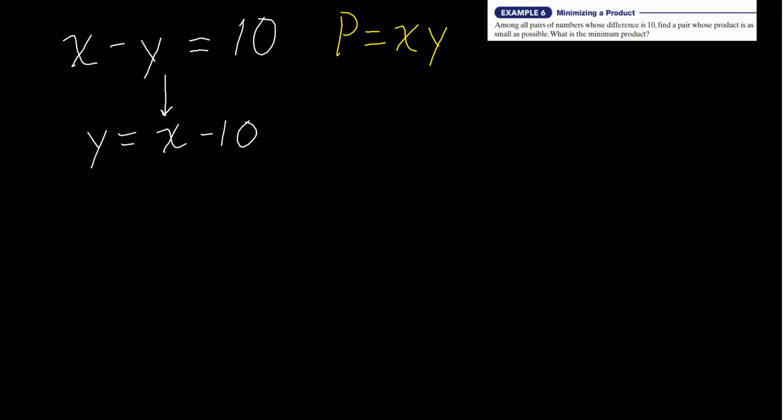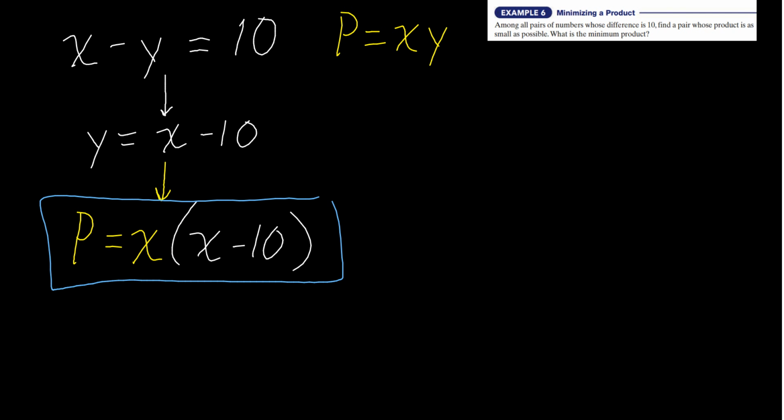Okay, so what I'm going to do is take this y value and plug it into this y value. The reason why is because now I will no longer have an x. So by plugging into that y value, we have p is equal to x times x minus 10. Okay, so notice what I did. Now I have an equation that only has one variable, and now I can work with minimums and maximums.